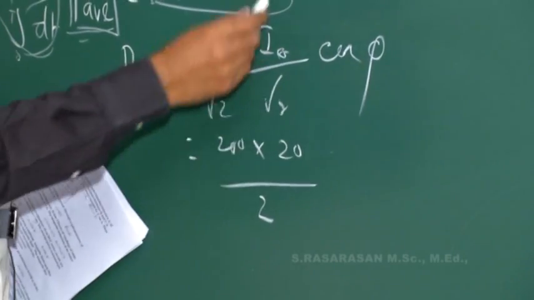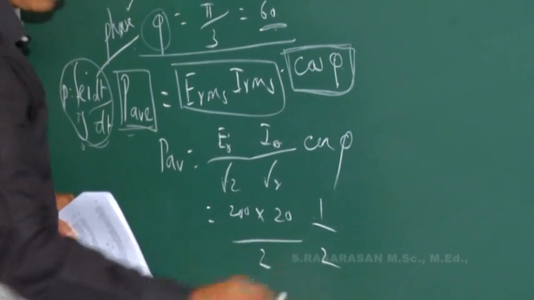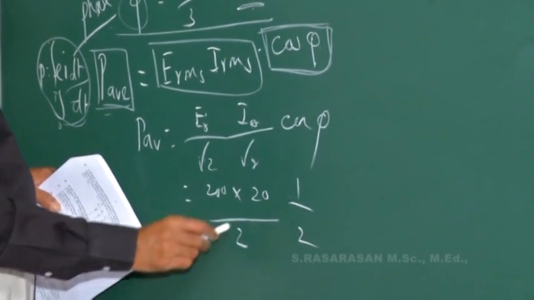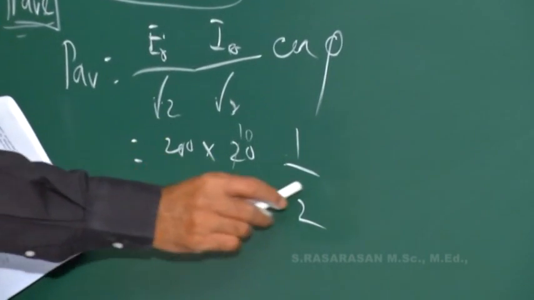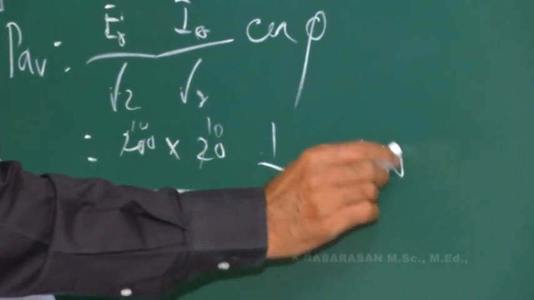Cos phi. What is cos phi? Cos 60. The value of cos 60 is 1 by 2. So we can cancel: 1 by 2 into 1 by 2 gives 10 for the 20, and 1 by 2 into 200 gives 100. 100 into 10 is 1000. So the power is 1000 watt.